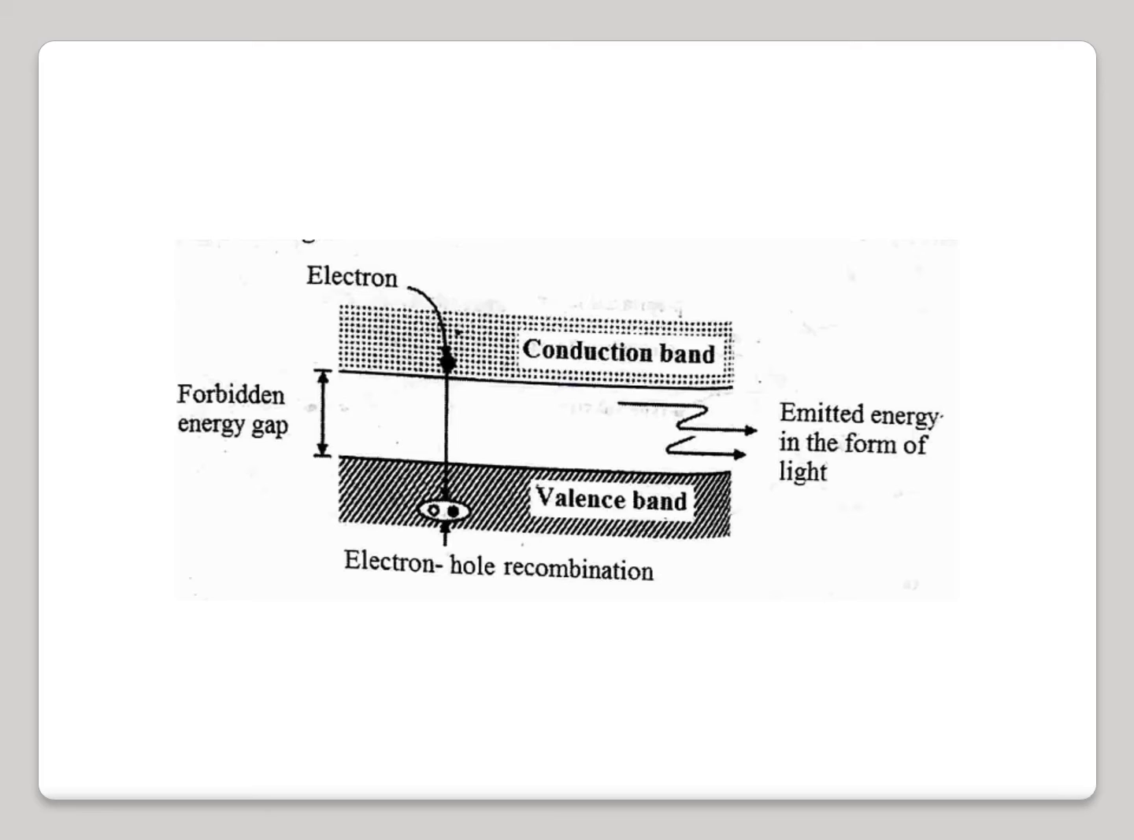We all know that the working principle of LED is electroluminescence, or it can be told as spontaneous emission. What is it? All electrons are the free electrons. The free electrons will be available in the conduction band. So these electrons, by recombination, will come to the valence band and recombine with the holes. During this process, they will emit energy in the form of light.